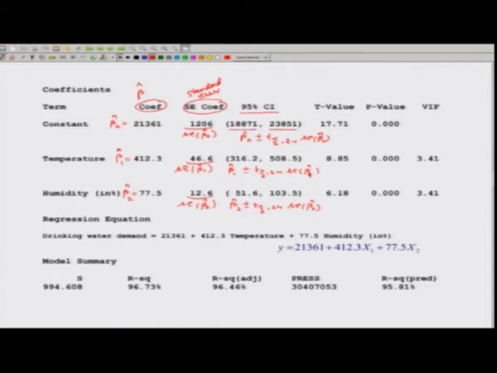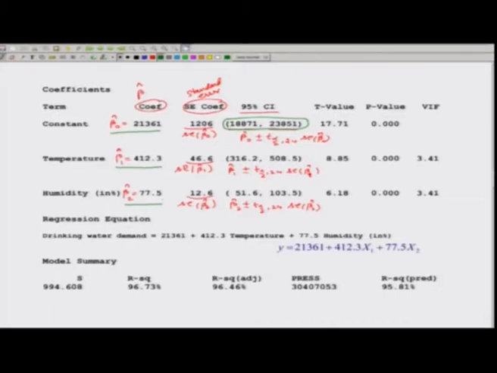So, before we go to the next column, let us try to understand the interpretation. On the basis of the given set of data, we can say that the value of the intercept term here is 21361. This is the point estimate, and the confidence interval for beta naught is like this. This means the value of beta 0 is going to lie between 18871 and 23851. So, you can see that the point estimate is lying within the confidence interval. And similarly, the value of beta 1 hat indicates that the point estimate is 412.3, whereas the confidence interval is 316.2 to 508.5. So one can also see that this lies within the confidence interval, and the same thing is true for beta 2 hat also, right.